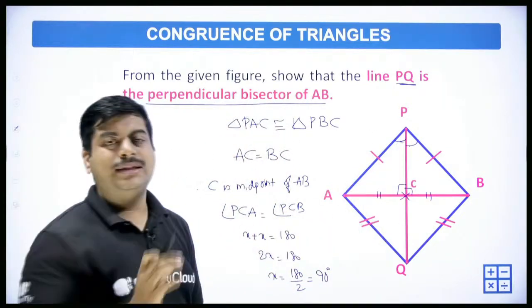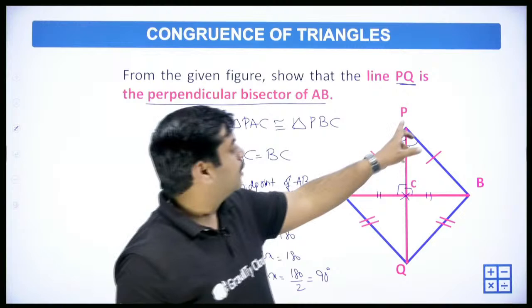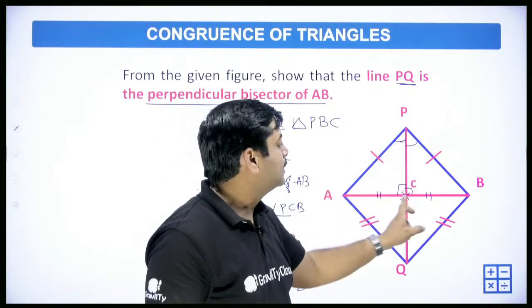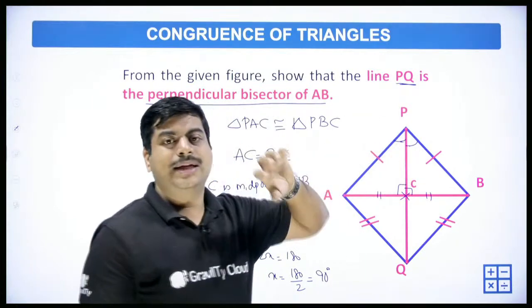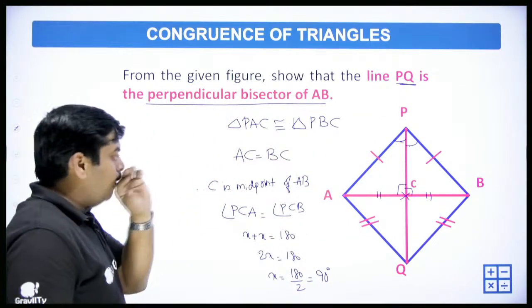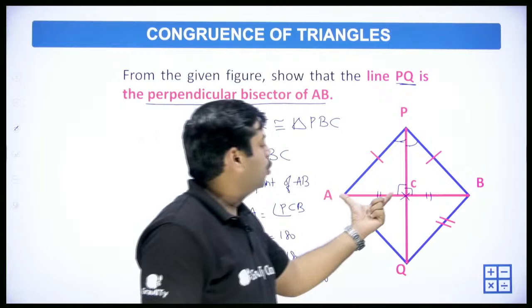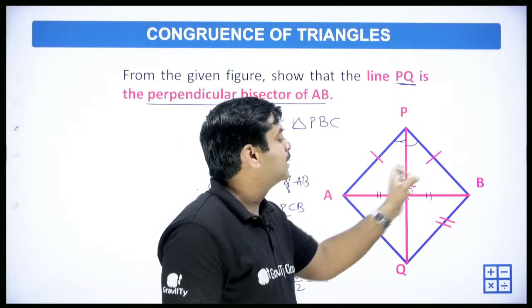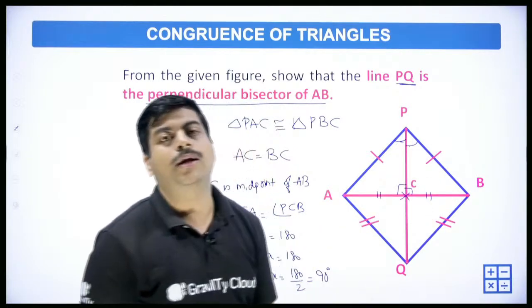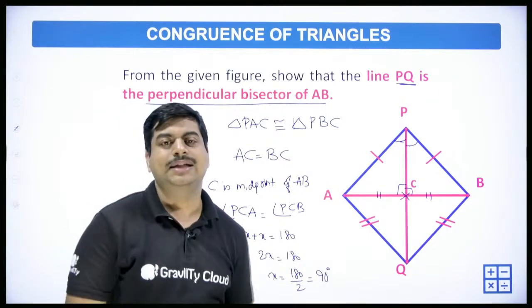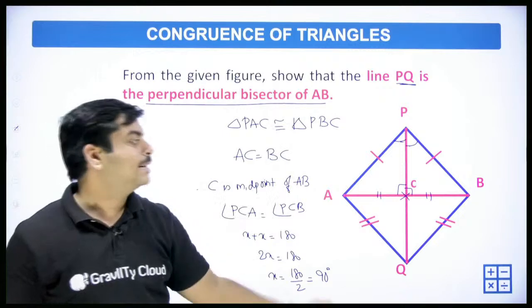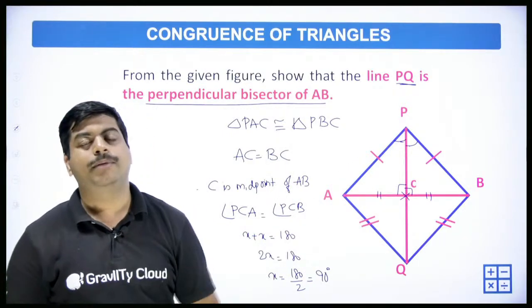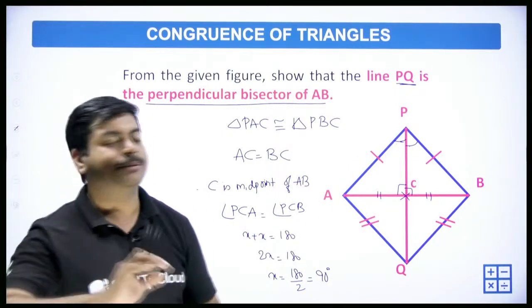So once these two angles are equal, we consider these two triangles PAC and PCB or PBC. We proved that these two triangles are again congruent. From that information, we showed that AC is equal to BC, as well as these angles are also equal and equal to 90 degrees. So therefore, we can say that line PQ is the perpendicular bisector of AB, right?